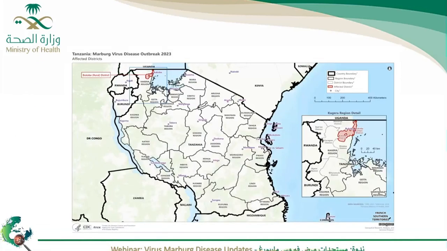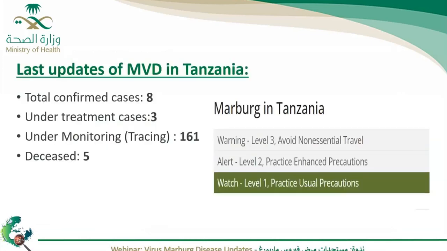Regarding Tanzania, according to the Ministry of Health of the United Republic of Tanzania, announced on 16 of March, there were 7 cases and 5 deaths from an unknown disease reported in a village. And officially on 21 of March, the Ministry of Health announced there is an outbreak of Marburg. And this is the first outbreak in the country.